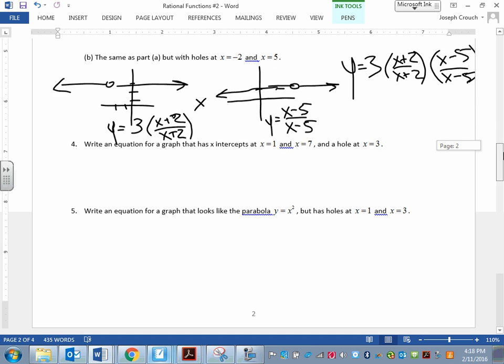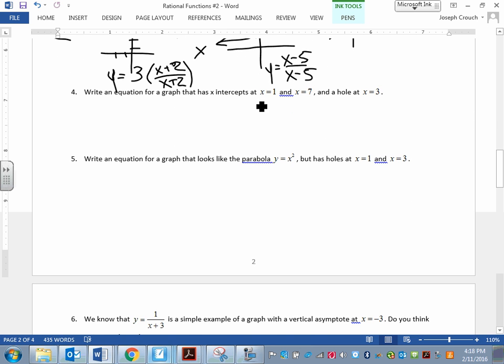Write an equation for a graph that has x-intercepts at x equals 1, x equals 7, and a hole at x equals 3. So, x-intercepts. This is probably the part of the graph that we've talked about the least. We haven't spent that much time discussing it.